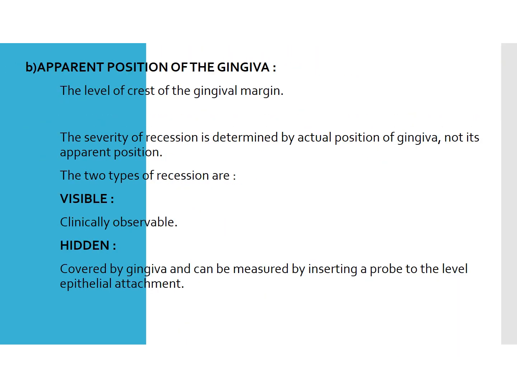So coming to the apparent position of the gingiva. The apparent position of the gingiva is the level of the crest of the gingival margin. So from the level of the crest of the gingival margin to the CEJ, there is the visible area that we are seeing. But the severity of recession will be determined by the actual position of the gingiva, not its apparent position. Okay, there are two types of recession, visible and hidden.